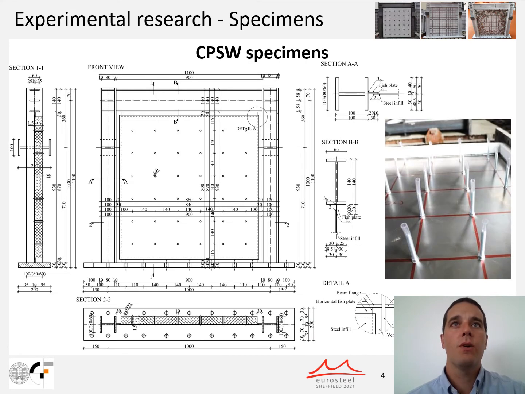For that purpose, one-story, one-bay specimens of quarter scale were designed and fabricated. The thickness of the steel infill plate was 1.5 millimeters, and it was welded to the fish plate over its entire perimeter. A 50 mm thick reinforced concrete panel was used and was connected to the steel plate in discrete points. In order to simulate the use of a prefabricated reinforced concrete panel, PVC tubes were placed along the bolt length. After the concrete was cured, the tubes were pulled out, leaving a small gap around the bolt.